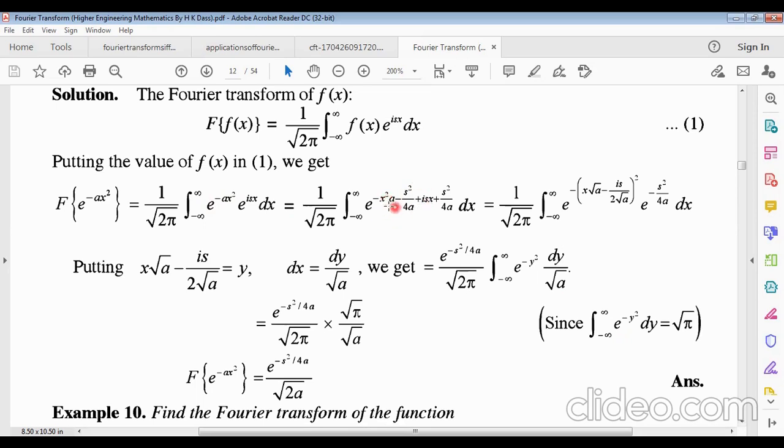We have to take a equals to what? x root a whole square. We have to write this in a square form. That means x root a whole square, and b will be what? Minus 1 equals to what? I square. This is why is by 2 root a whole square. Is by 2 root a will be b. So a minus b whole square is.